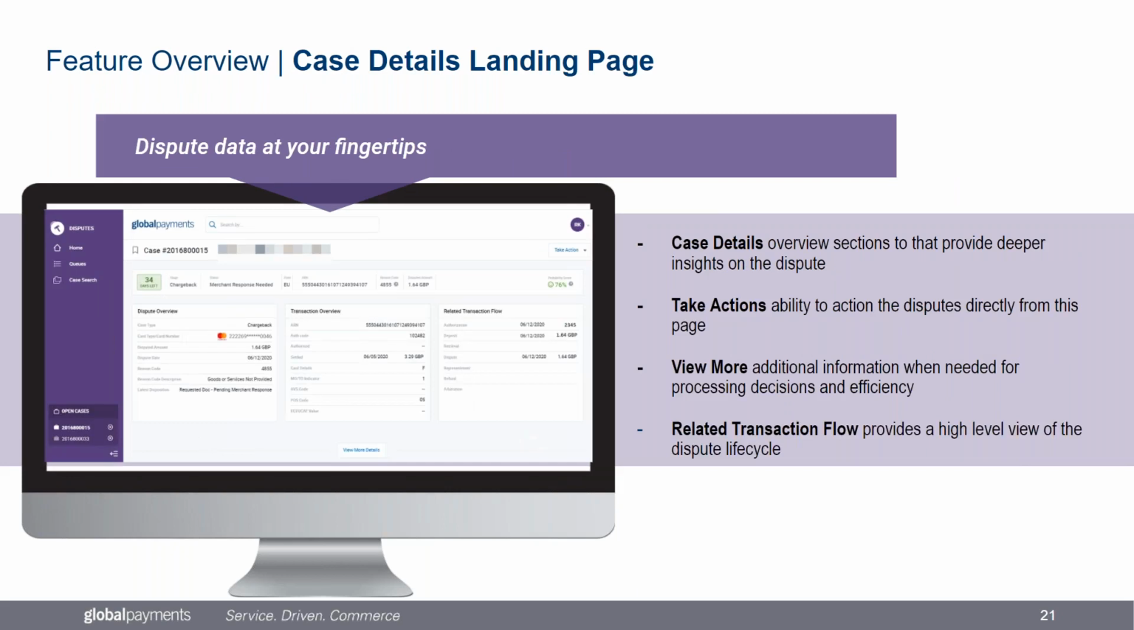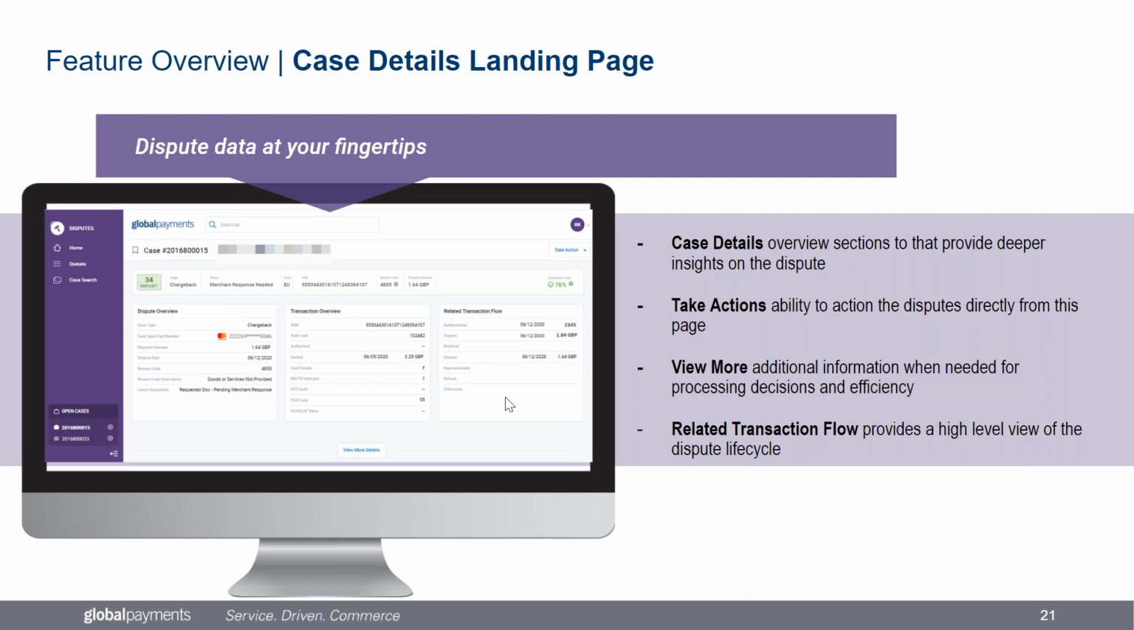So the case detail landing page, that's exactly what it is. It's the details of your case. So what we're doing here is we're giving you more information about the cases in general. So about the case. So we broke it up into 3 different areas. We have a dispute overview, which is all of your case information related to the dispute. We have a transaction overview, which is related to the transaction. So that could be auth and settled information.